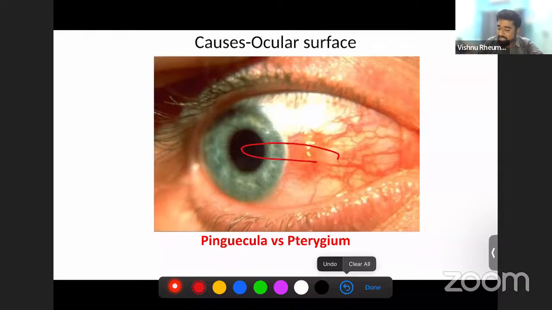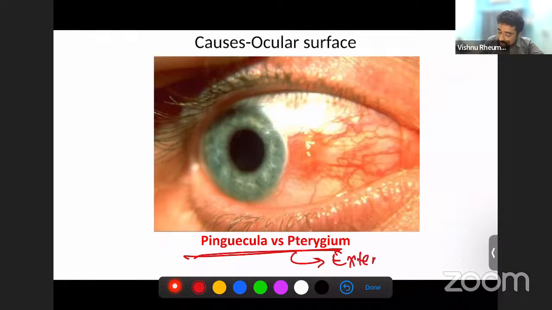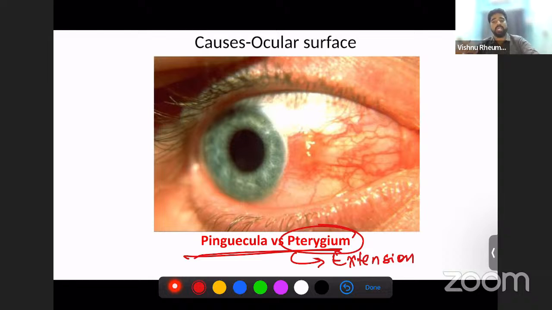So pinguecula versus pterygium, the main difference is your extension. If it is extending into the cornea, then you will call it pterygium. If it is involving only the conjunctiva, then it will be called pinguecula. Another point, not a difference as such, is that your main treatment modalities are the use of artificial tears and your vasoconstrictor agents.